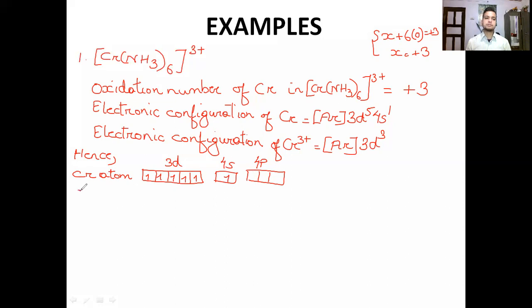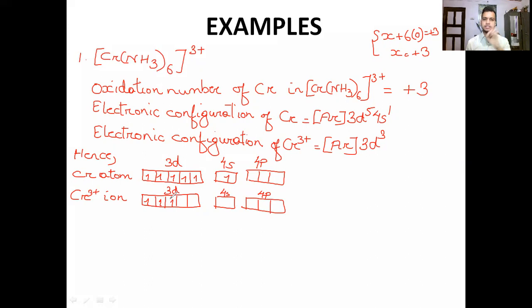Now we know that it is not present as a chromium atom, it is present as the Cr3+ ion. So what will be the configuration of the Cr3+ ion? Again, the same thing. The same 3d orbital, then you will have 4s, and then you will have 4p. So again, 3d, 4s, and 4p. Now it's 3d3. So 1, 2, and 3. Now, once we are done with this, the next question is, what is the hybridization?